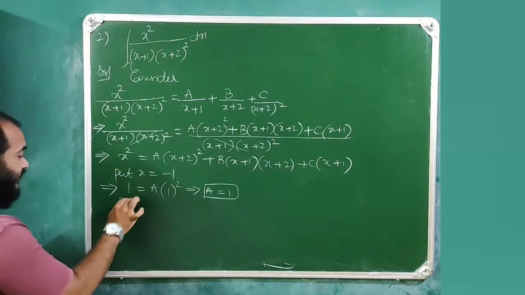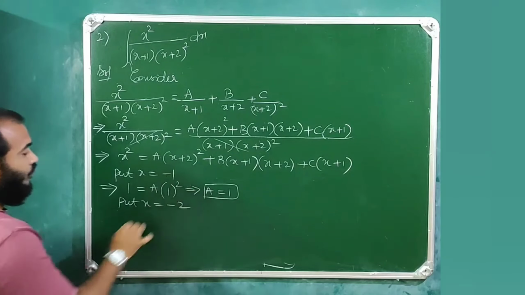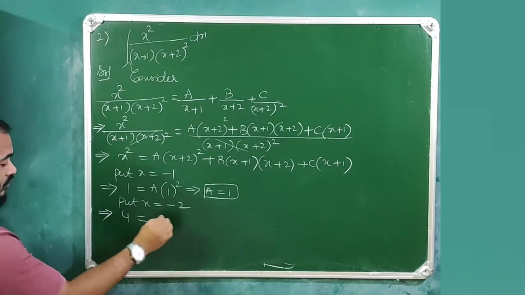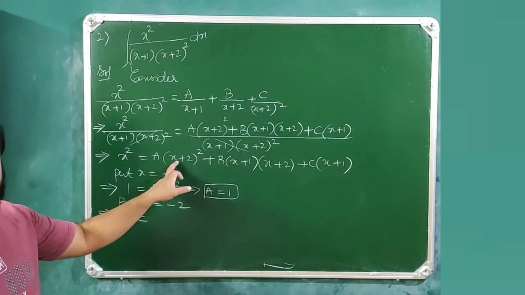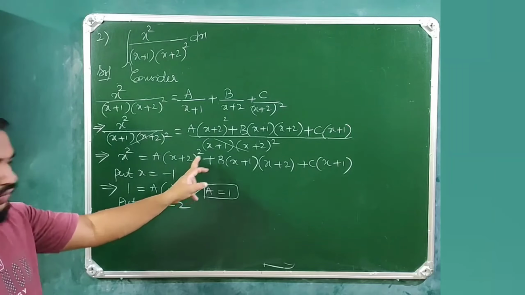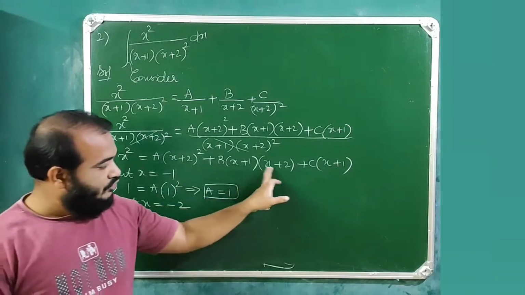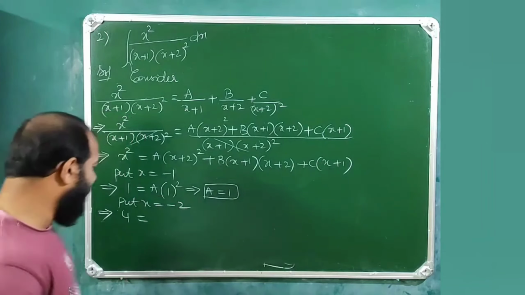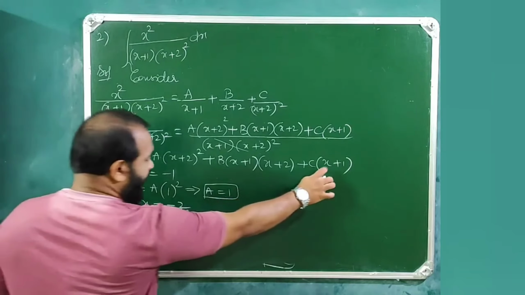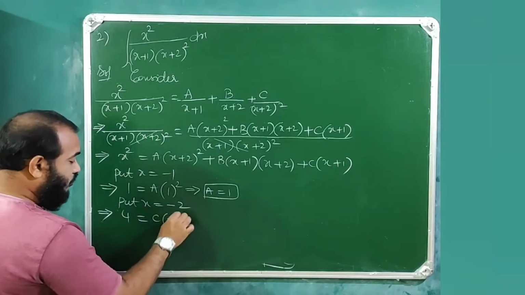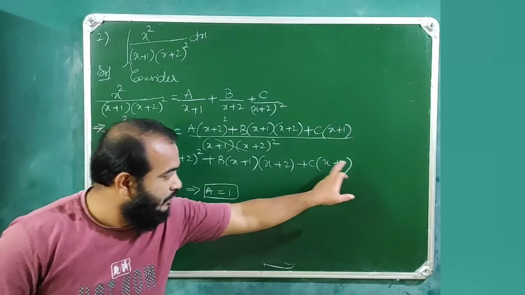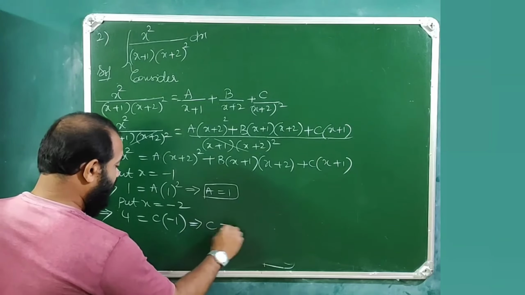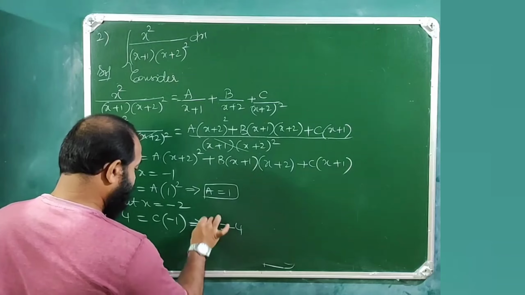Likewise, put x equals minus 2. Substitute. Minus 2 whole square is 4. On substituting minus 2 here, it will be 0, minus 2 plus 2 is 0 square. 0 into A, this is 0. Here also minus 2 plus 2 is 0, into this is 0. So we are only left with C only. C into the value of x, minus 2 plus 1 is minus 1. So minus C is equal to 4. From this, C is equal to minus 4.